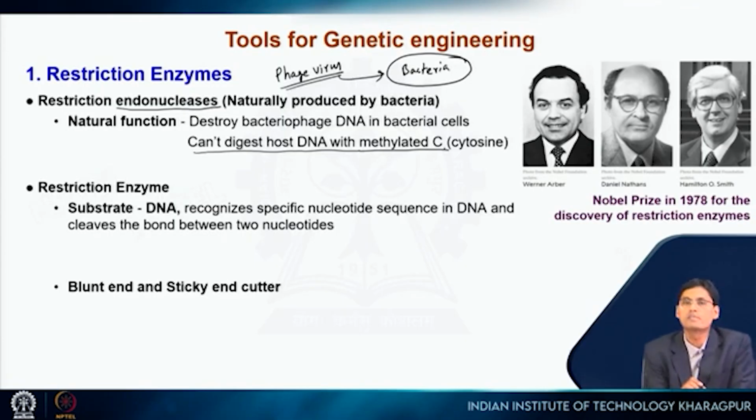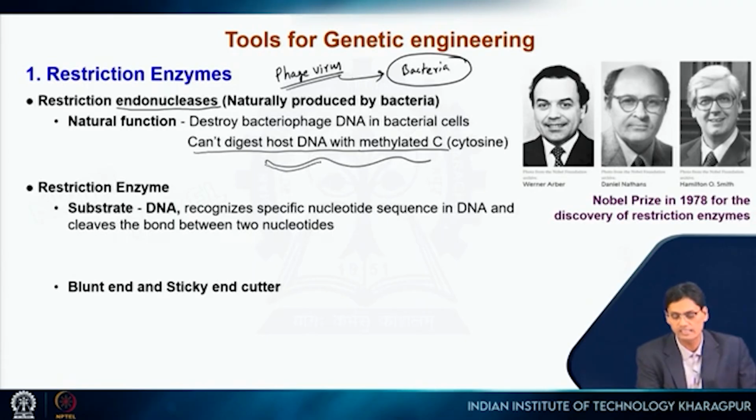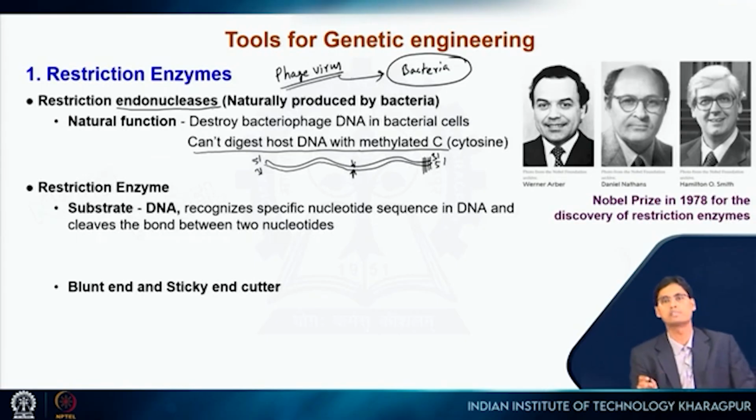But the thing is, if you see from the name, endonuclease, nuclease means something which will cleave nucleic acid. Endonuclease means, say for example, if you see this is DNA double strand, right? I'm just putting the direction here. If this is DNA, then exonucleases will cut from one side. They will chew DNA from one side. But endonucleases cut from the inside. That's why their name is endonuclease, restriction endonuclease.